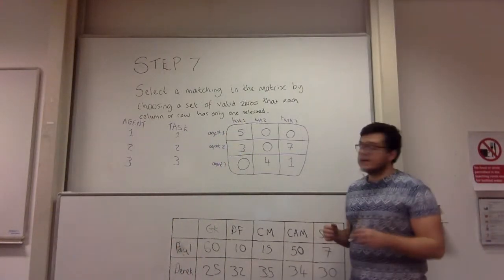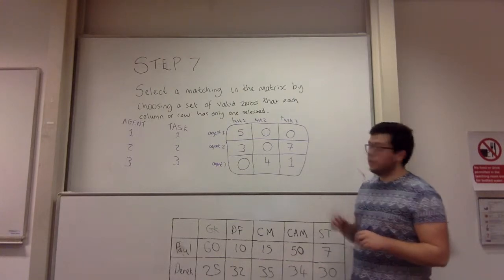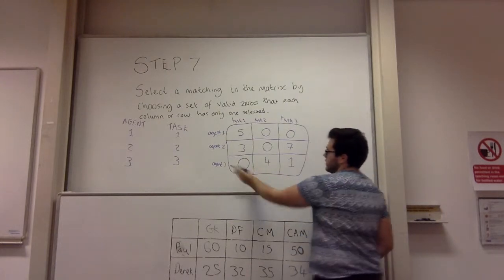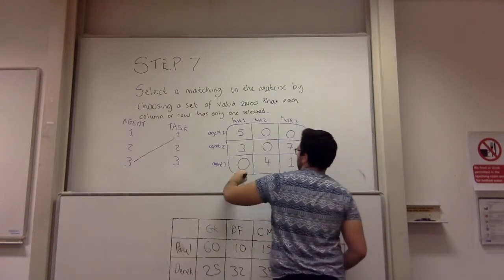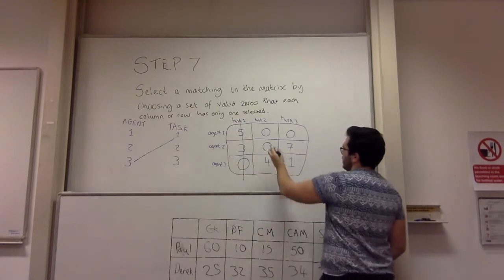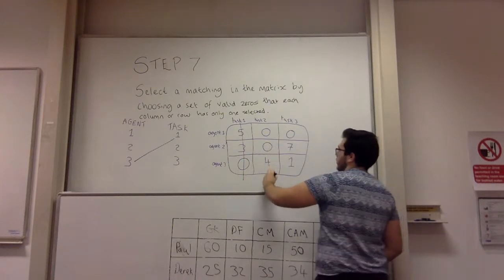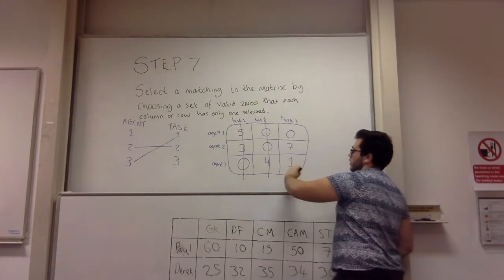In this step, we need to select a matching in the matrix by choosing a set of valid zeros so that each column and row has only one selected. This row only has 1 zero, so this means agent 3 is forced to take task 1. This means that whole task is wiped out. Now if we look at agent 2, he can only take on task 2. And this means that agent 1 can only take on task 3.